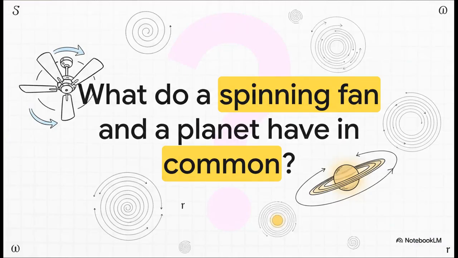So think about this for a second. What on earth could a spinning fan on your ceiling have in common with a planet orbiting the sun? It sounds a little weird, right? But the answer is the physics of circular motion. It's this incredible principle that governs just about everything, from tiny atoms all the way up to entire galaxies.